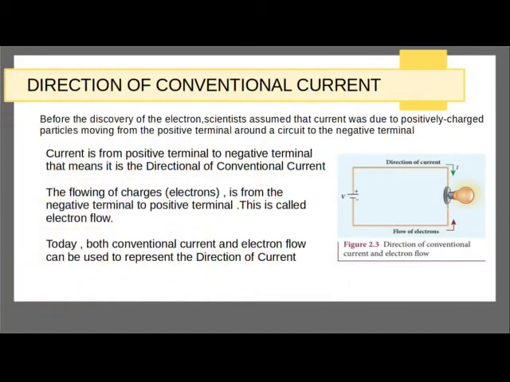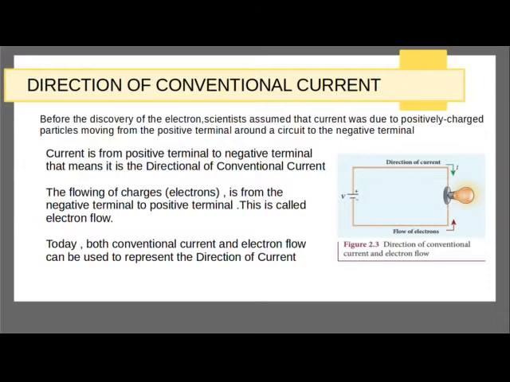Let us see what the direction of conventional current is. Before the discovery of electrons, scientists assumed that current was due to positively charged particles moving from the positive terminal around the circuit to the negative terminal. Current is from the positive terminal to the negative terminal. That is the direction of conventional current.